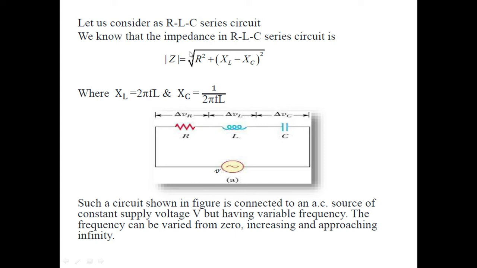We know the impedance of the RLC circuit: we calculate the magnitude of Z, which is equal to the square root of R squared plus (XL minus XC) squared. Then we know that when XL is equal to XC, your RLC circuit is a purely resistive network.